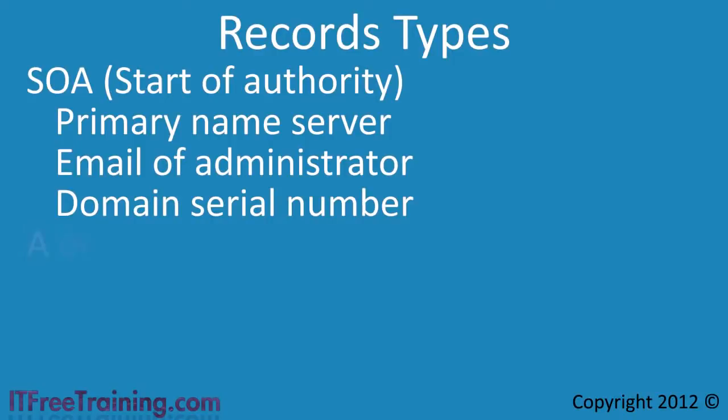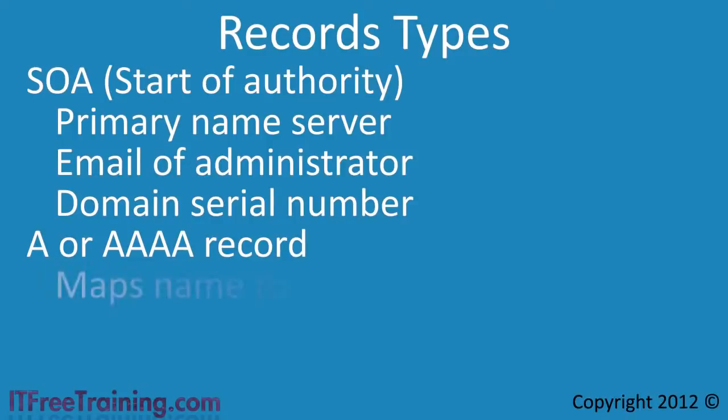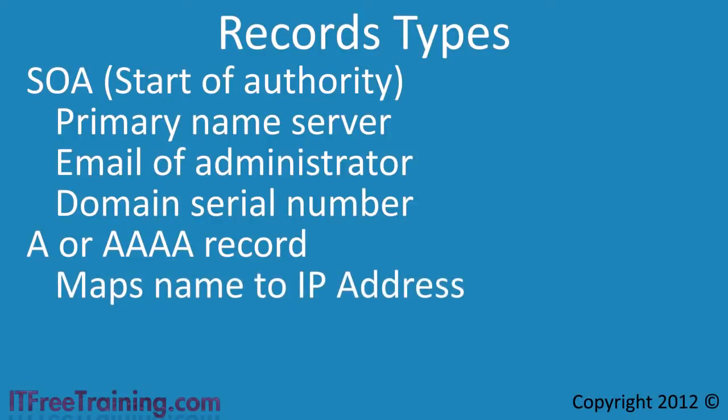The next most common record is the A or Quad A record. This record maps a name to an IP address. The A record is used for IP version 4 addresses, while the Quad A record is used for IP version 6 addresses. For each computer or device on your network, you can create an A record or Quad A record for it. If you have dynamic updates on, the record will be created automatically for you.